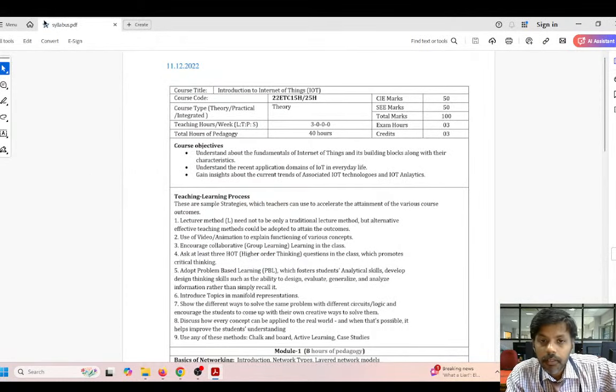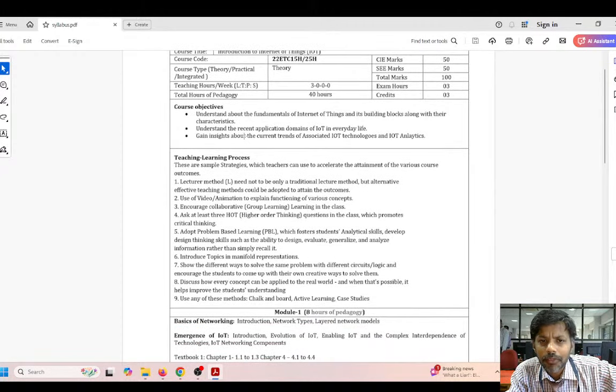Good afternoon, students. Myself, Dr. Sudhakar CJ. I am here to give the counseling about the subject Introduction to Internet of Things, and this particular subject will be offered by both electrical and CS department, and it will be handled by Dr. Rudresh Magdum. And this course code is 22 ETC 15H. In the second sem, it will be 25H, and it is a 3 credit course.